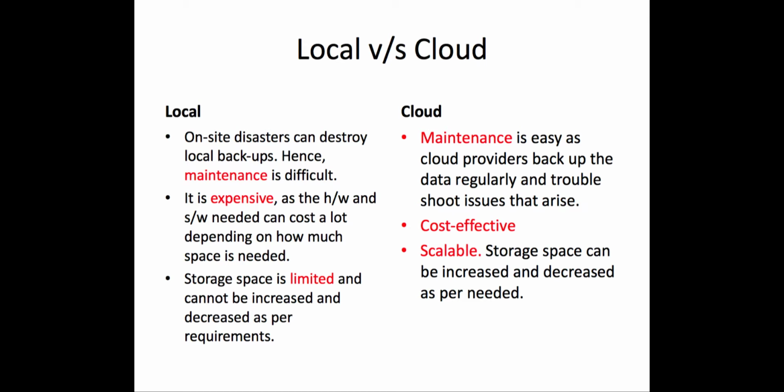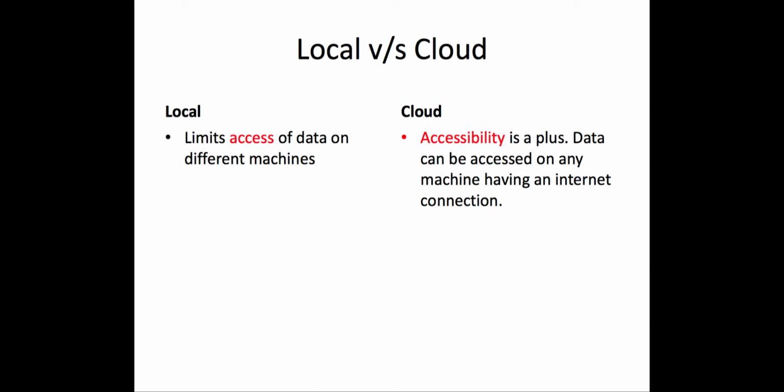And yeah, access of data on different machines on local is limited. Ubiquity is not achieved because if your data is stored on one system, it will remain on one system only. Whereas in a cloud, accessibility is easy. It's a plus, yes, because it is ubiquitous. You can access it from any machine, from anywhere. So these are some of the basic differences between a local and a cloud system. But the more we perform queries and we see the implementation results, the more clear these differences will be.